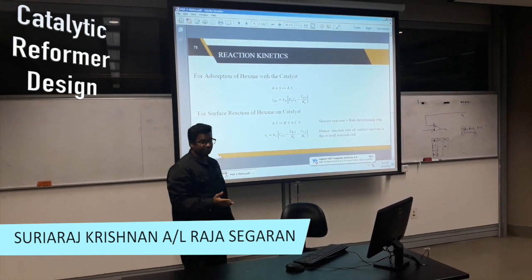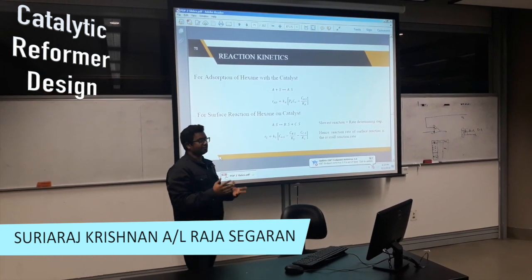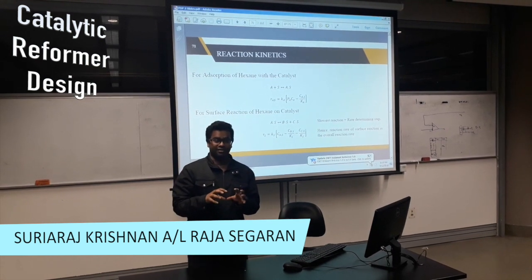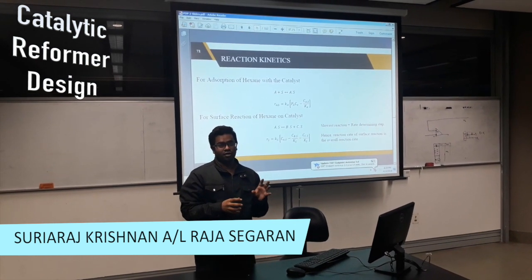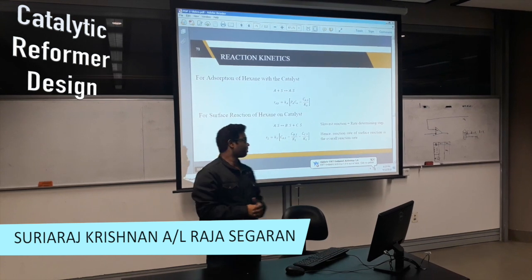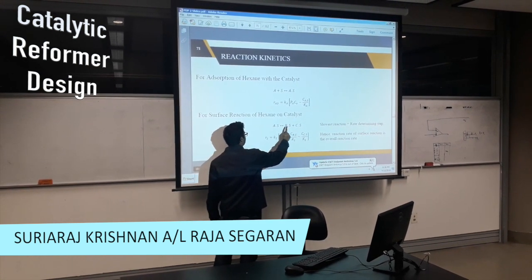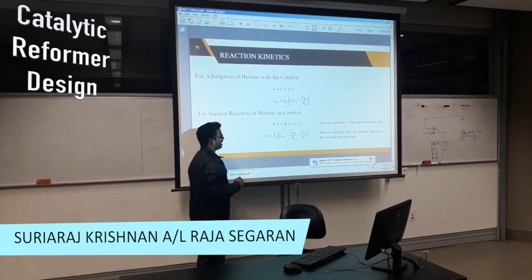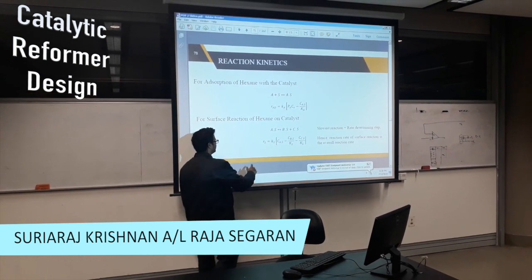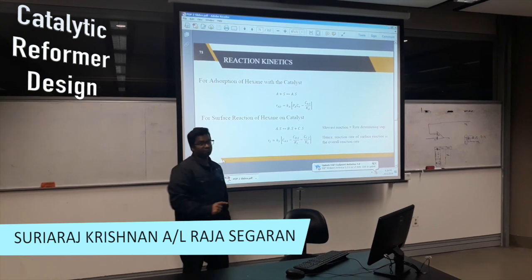Next, we look at the surface reaction at which the hexane turns into MCP and also hydrogen. This is the reaction: hexane turns to MCP and hydrogen. And after derivation, this is the given rate law for the surface reaction.